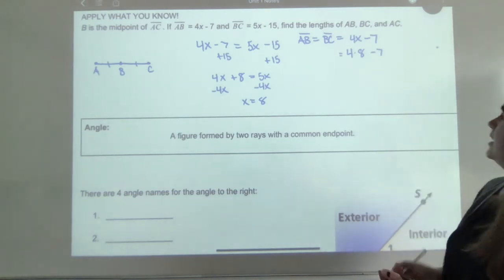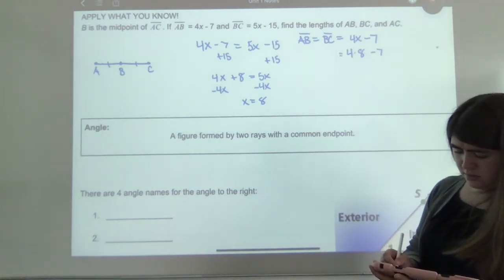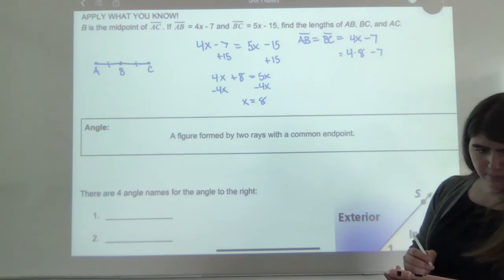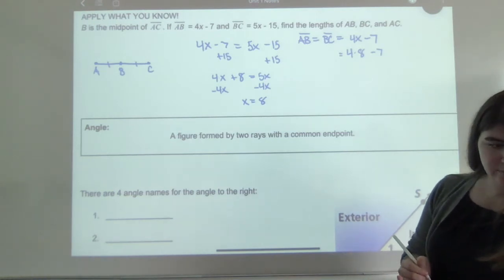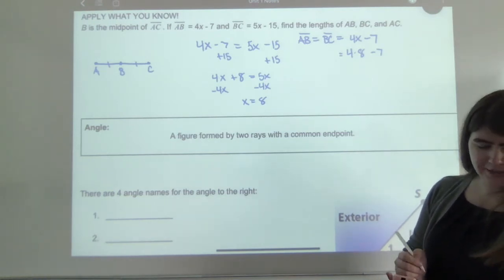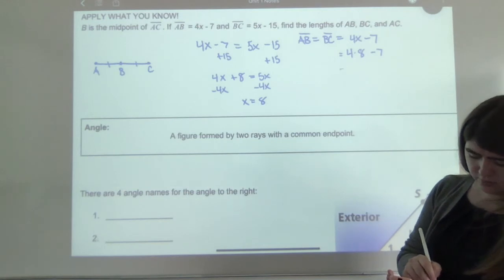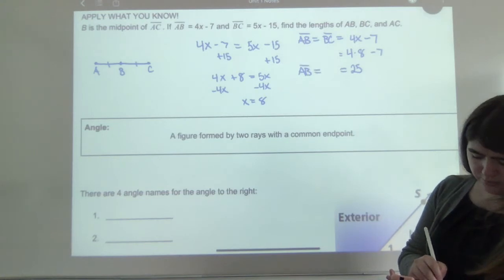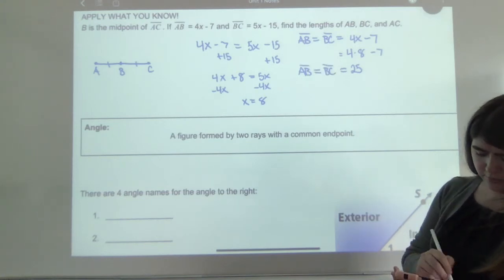4 times 8 is 32. 32 minus 7 leaves me with 25. So this is equal to 25. Segment AB is equal to segment BC, which is equal to 25.